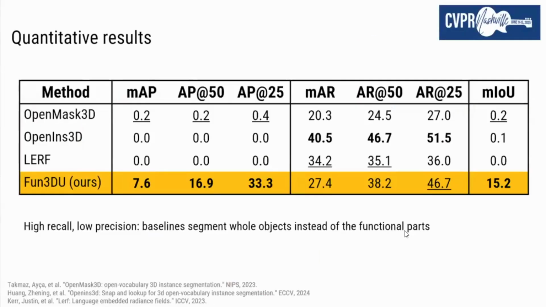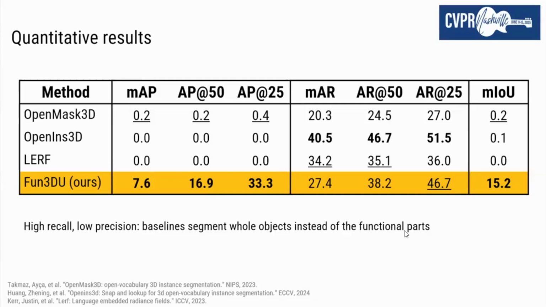So these are our results compared to some state-of-the-art methods for open vocabulary segmentation. All of these are tested in a zero-shot setting, so without any training, as is our method. We report the precision, the recall, and the IoU. In general, what we can observe for all the baselines is that they have a very high recall, but a very low precision. And in fact, what happens is that commonly they will segment the contextual object instead of the functional object.